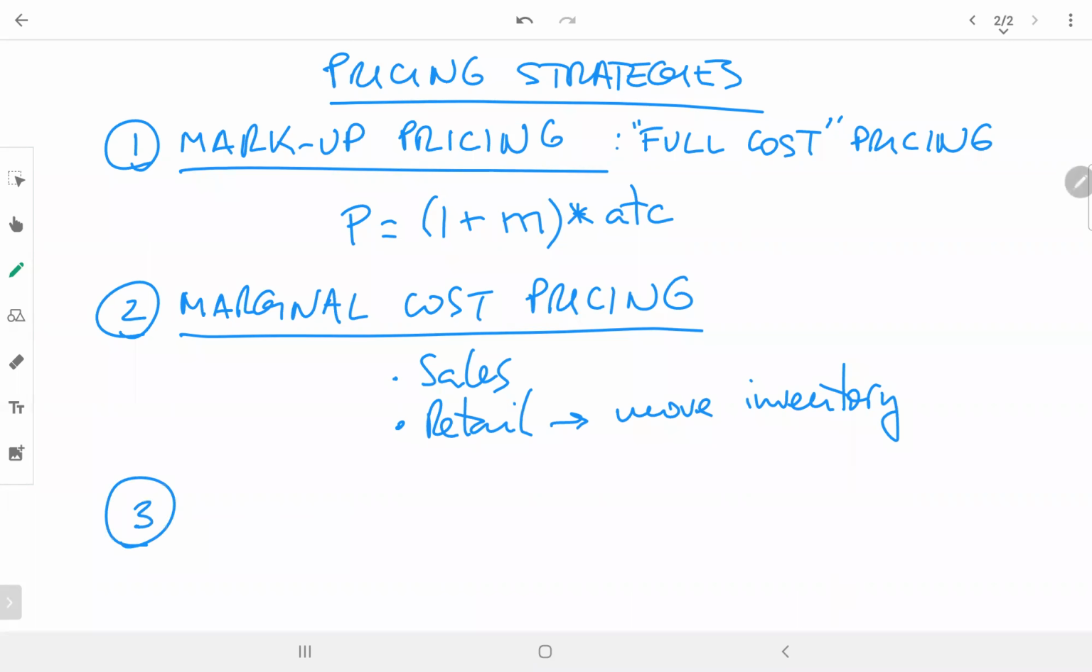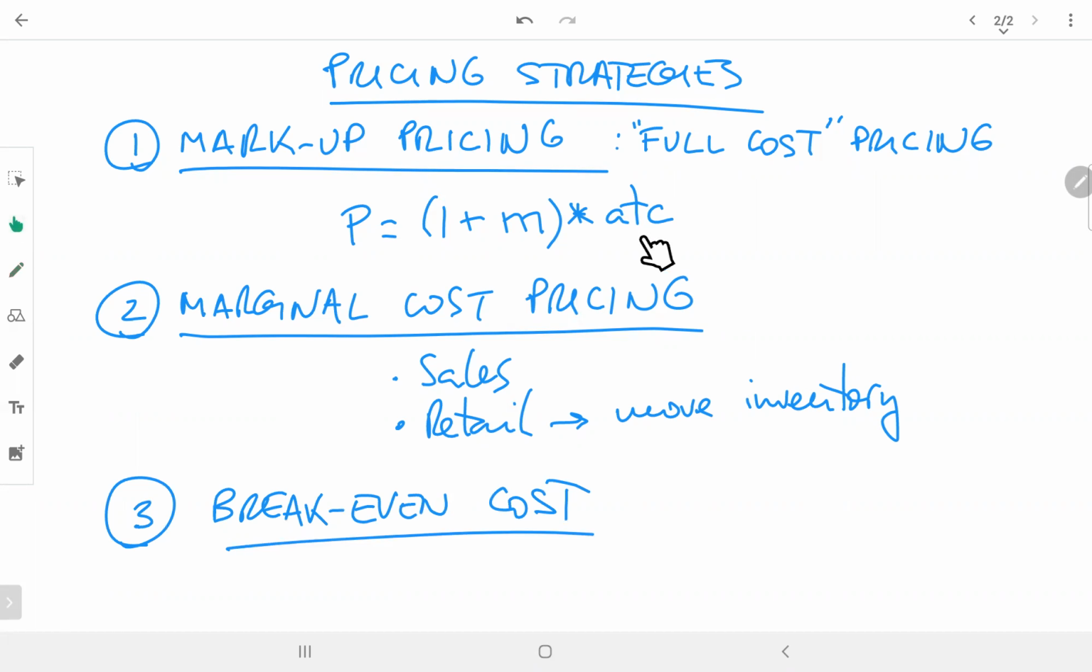Okay, number 3, break-even cost. This is fairly simple. This is the price where you break even. So remember here that we had this little formula. Well, the margin is going to be 0. You're not making any money, but you're not losing any money. So here your price is equal to your unit cost, right? Because your margin is 0.